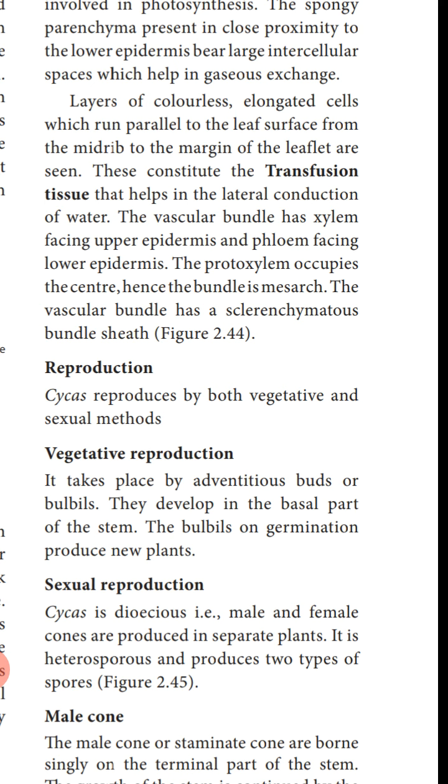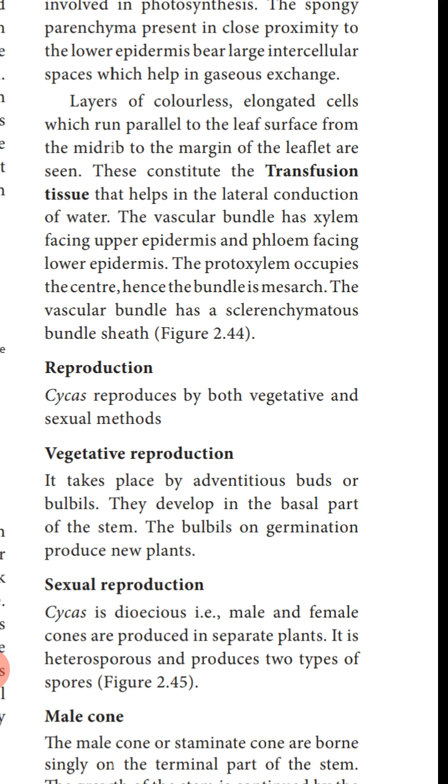So the most common type of reproduction found here is vegetative reproduction. Now, how does this vegetative reproduction take place? It takes place by adventitious buds or bulbils. They develop in the basal part of the stem. The bulbils, on germination, produce new plants. So this is vegetative reproduction with the help of the bulbils.